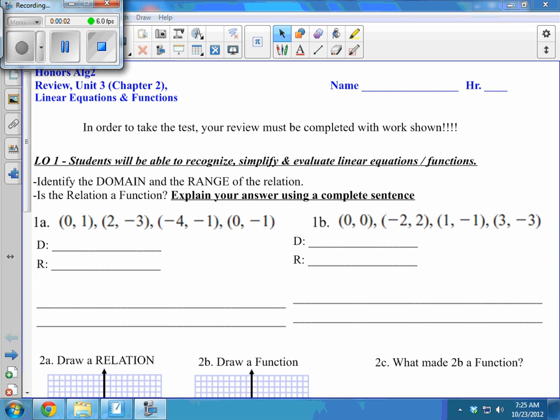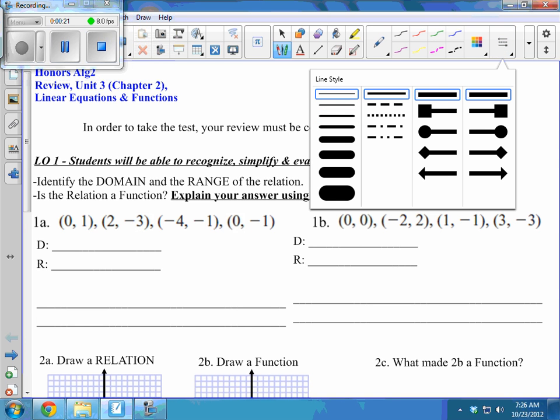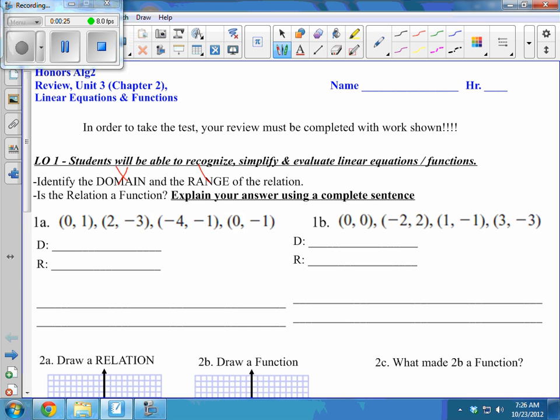All right, folks, we are now going to do the first page of the review. And we'd already gone over question one, but this objective is to recognize, simplify, and evaluate linear equations and functions. And in the first question, I'm asking you to identify the domain, which is just another name for the x variable, and the range, which is another name for the y variable.